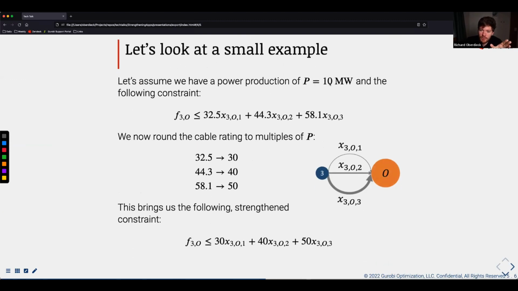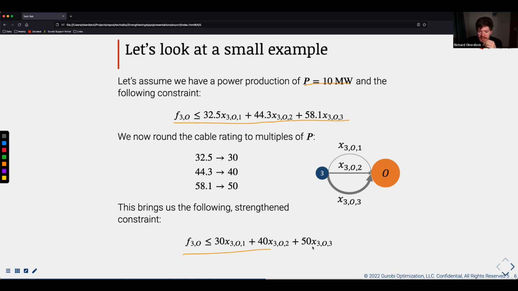So let's go to the example where we have 10 megawatt produced per turbine. And then we have this constraint. This actually comes from the model, straight from the model. So here you have the flow is less or equal than 32 plus 44 plus 58. So if we now round this, 32 becomes 30, 44 becomes 40, and 58 becomes 50. And so visually what this means is we have these different cable thicknesses, and these just get adjusted to just fit the power they need to convey in order to meet the turbine production.